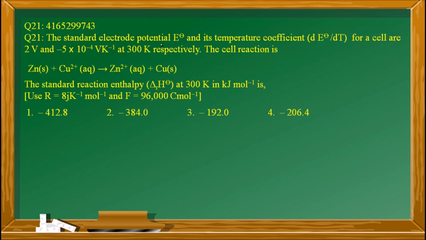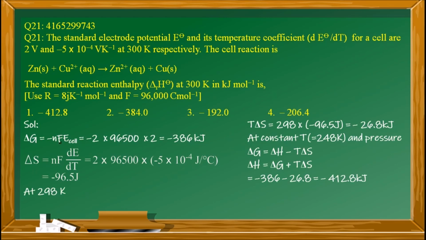Next, question number 21. The standard electrode potential E and its temperature coefficient dE by dT for a cell are 2 volts and minus 5 into 10 to the power minus 4 volts per K at 300 Kelvin respectively. The cell reaction is zinc solid plus copper 2 plus aqueous gives rise to zinc 2 plus aqueous plus copper solid. The standard reaction enthalpy delta H at 300 K in kilojoules per mole is, let us say, use R equal to 8 joules per K per mole and F equal to 96,000 C per mole. Let us calculate this. We know the delta G equation, we know the delta S equation, T delta S is nothing but 298 into, just substituting these values, what you are going to get? Yes, friends, the answer is minus 412.8. Delta H equal to delta G plus T delta S. We have calculated delta G as minus 96.5 and T delta S as minus 26.8. They are asking delta H equal to delta G plus T delta S, so minus into minus 412. Option number 1 is the correct option, friends.